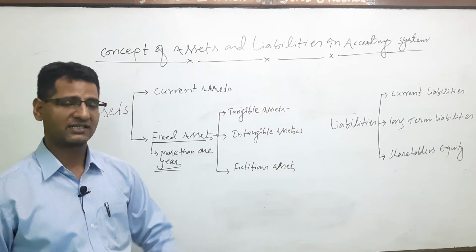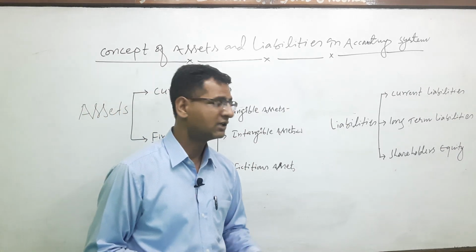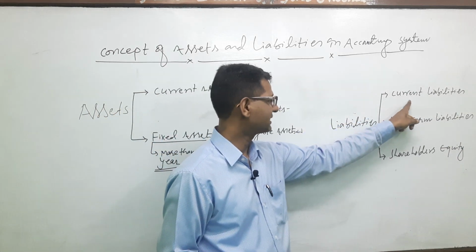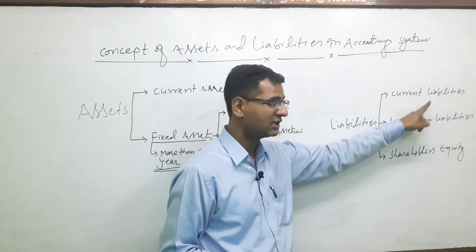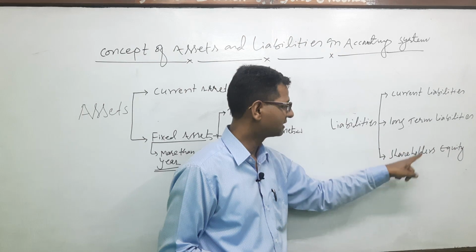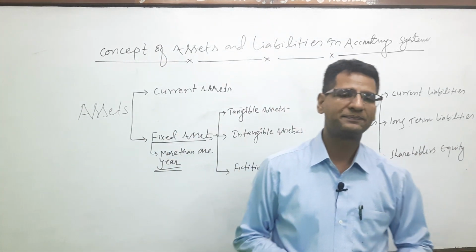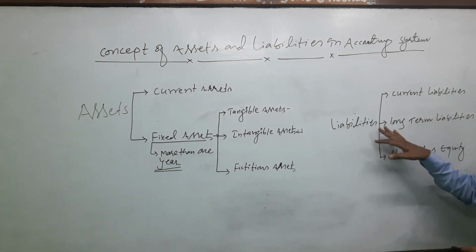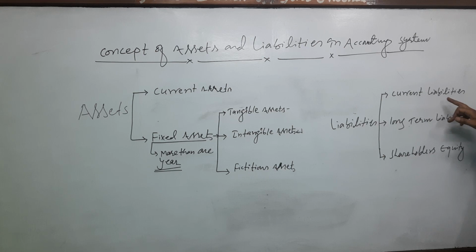On the basis of nature and time, we can differentiate which ones are current assets, which are current liabilities, which are long-term liabilities, and which is shareholders' equity. Basically, current liabilities are those payable amounts which the business has to pay within one year.